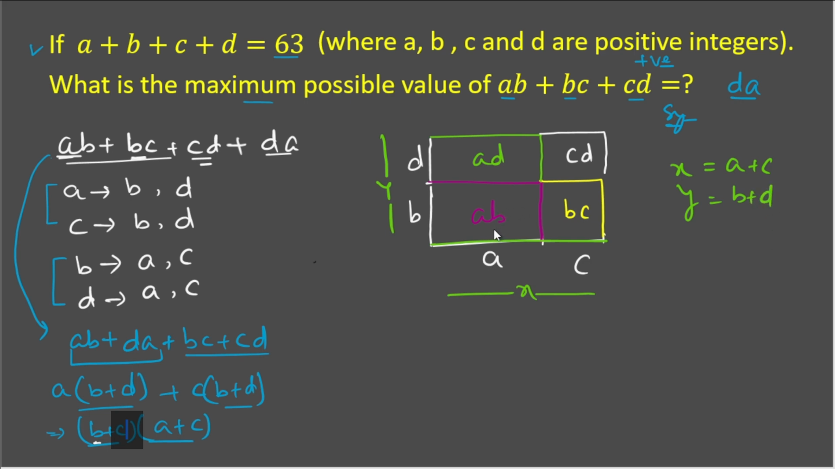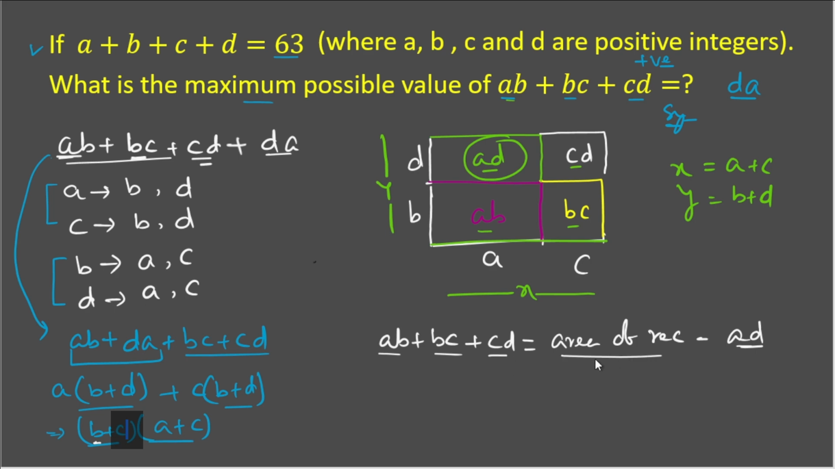So now we have got the areas of AB plus BC plus CD plus DA. If from the whole area of this rectangle we subtract AD, we can get AB plus BC plus CD. Now the area of the rectangle will be base multiplied by length, meaning x times y, so xy minus AD.